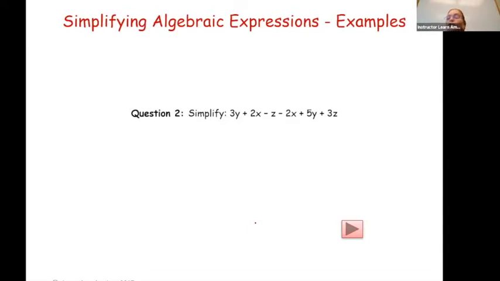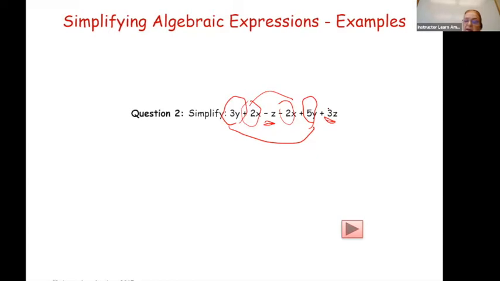Now remember that you can perform addition and subtraction only on like terms. Let's look at the next question. We want to simplify this expression. Now this expression involves only additions and subtractions. Therefore, we can only combine like terms. So we have to identify what the like terms are. Here you have a term in y and another term in y, so those would be like. Here you have a term in x, another term in x, so those would be like terms. And then the remaining terms, the ones in z.